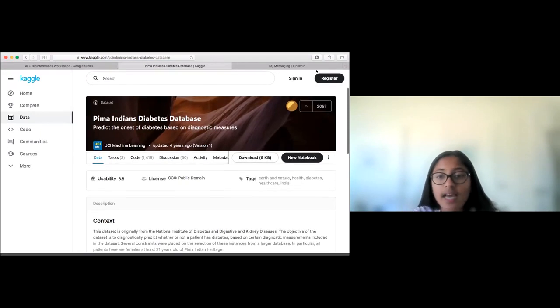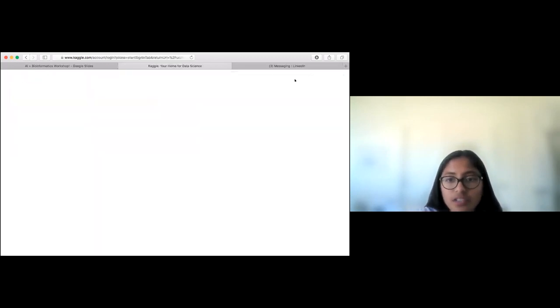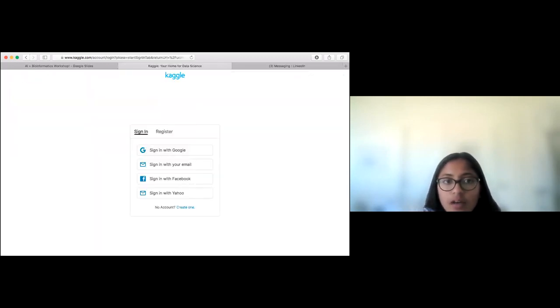You need to sign in or register to create or download data sets, and they don't like spam or anything. So I would say if you're interested in learning more, it's a good idea to register for an account. So I'm just going to sign in with my account, and I'm going to pause screen sharing while I do that.